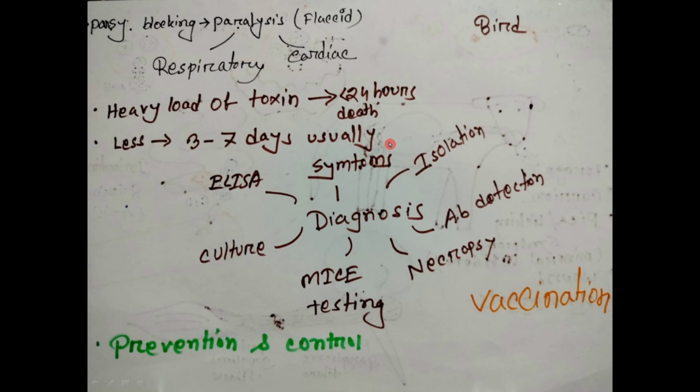As I mentioned, in the earlier stage, if the load of the toxins is heavy, then obviously the animal will be dead within 24 hours. Less than 24 hours, they will die. But if the toxin is less present in the blood, then within 3 to 7 days the animal will start to show the symptoms.